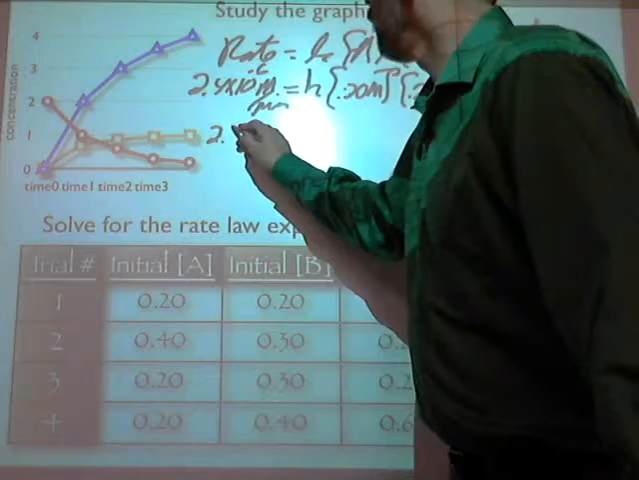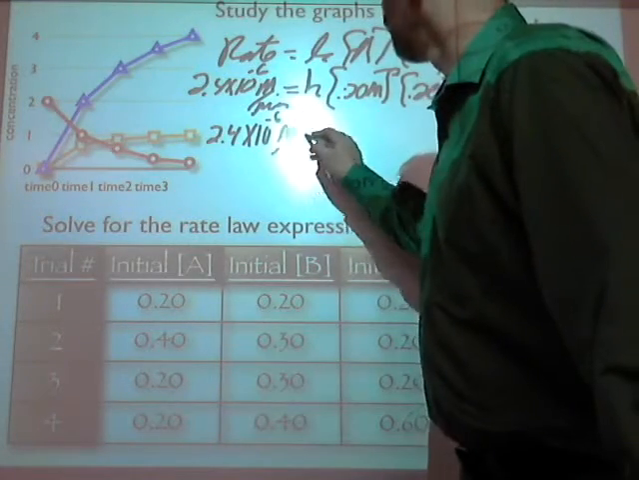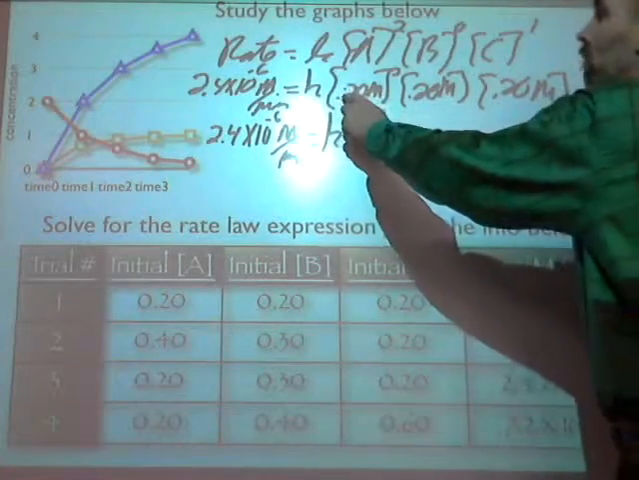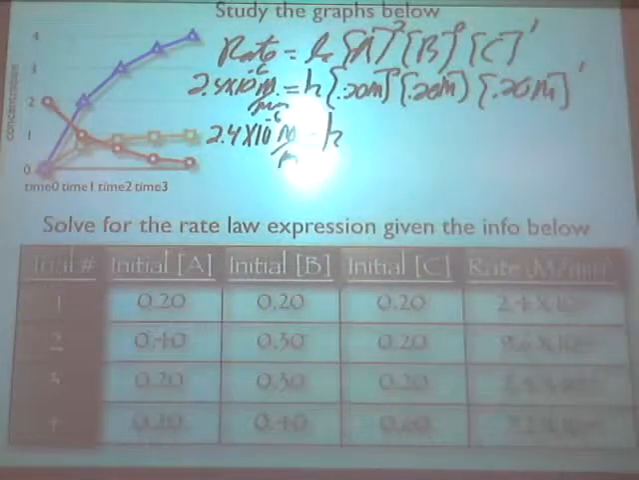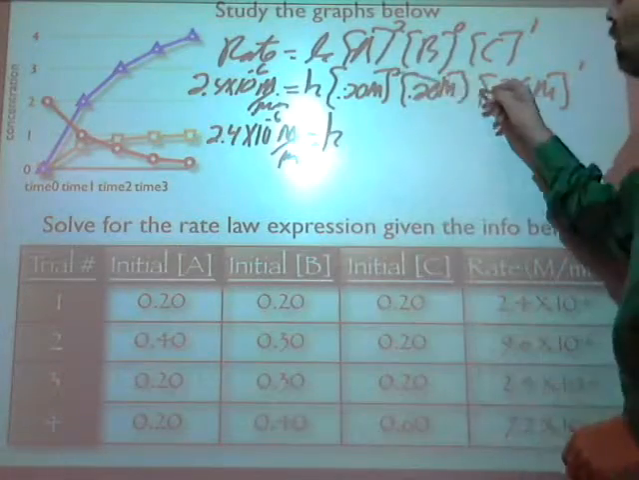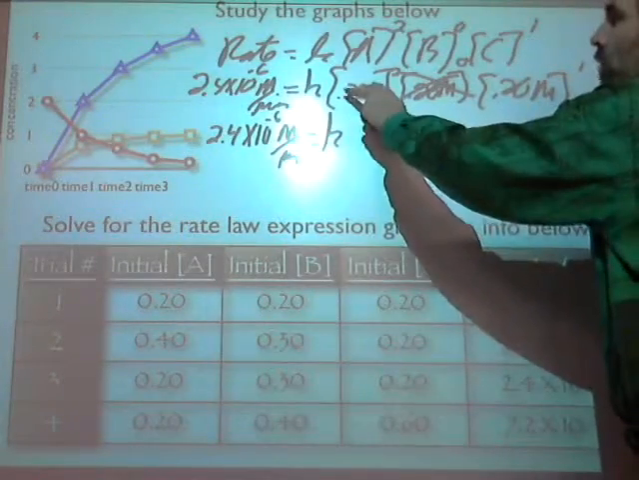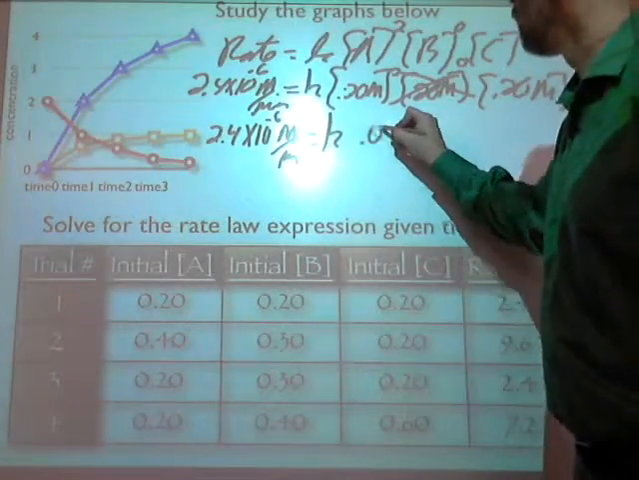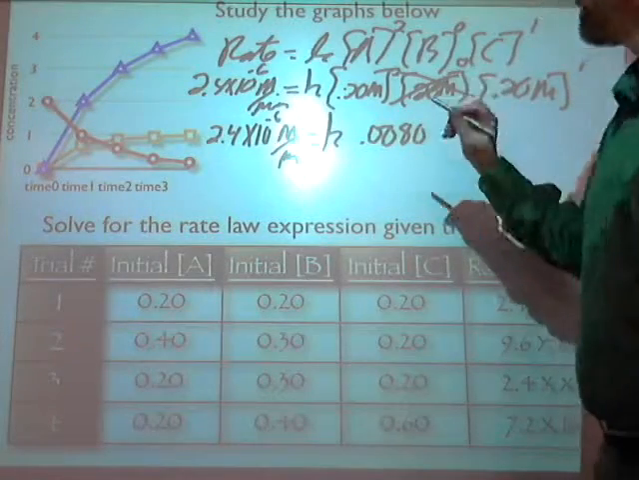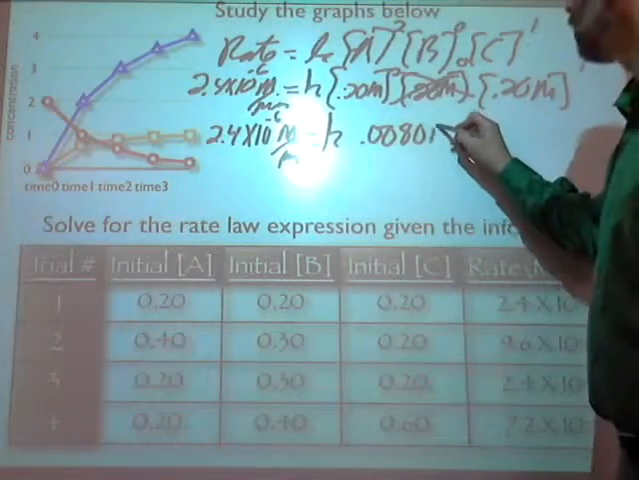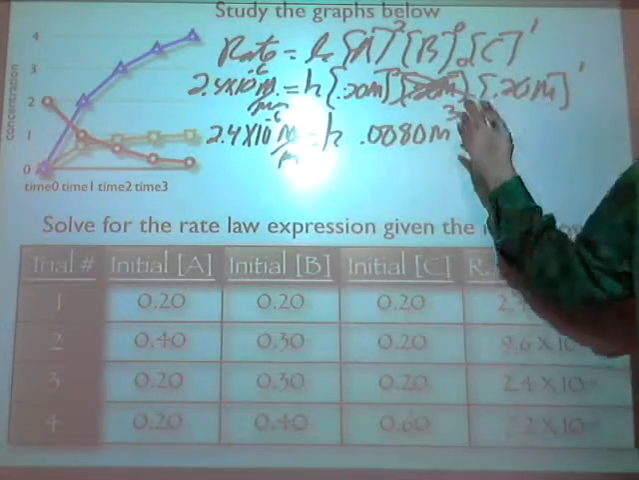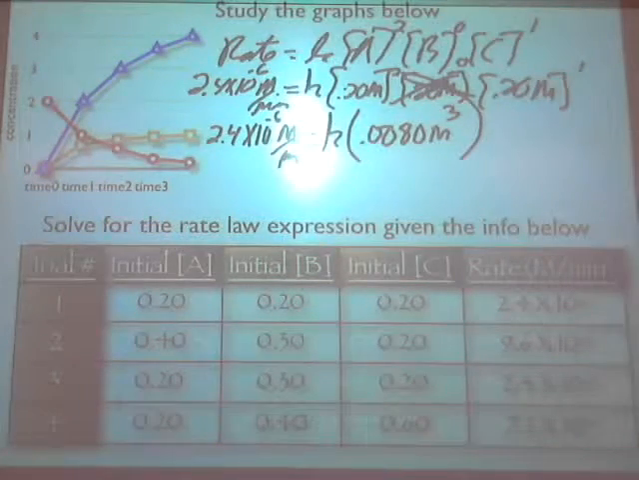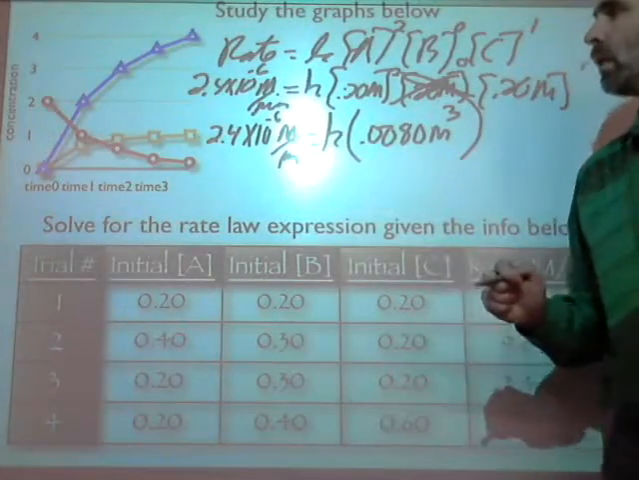So I've got 2.4 times 10 to the negative 6 molar per minute equals K times, now let's see if I can do all this together in my head. 0.2 times 0.2 would be 0.04, or I'd be just squaring him. This guy is to the 0 power, so it doesn't count. So just 0.2 times 0.2 is 0.04 times another 0.2 would be 0.008. Is that right? 0.0080. Now, what will my units be? Molar squared times molar is molar cubed. I do not include him. He's to the 0 power. So it'll be 0.0080 molar cubed times K equals 2.4 times 10 to the negative 6.